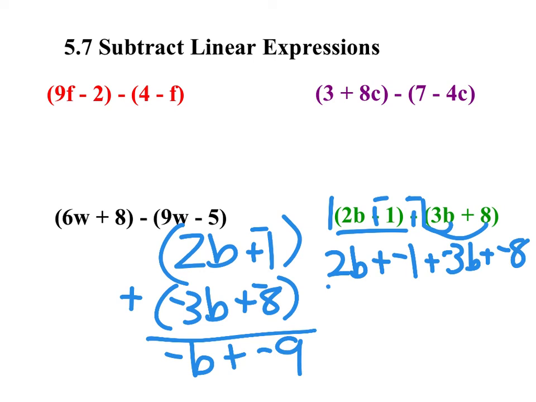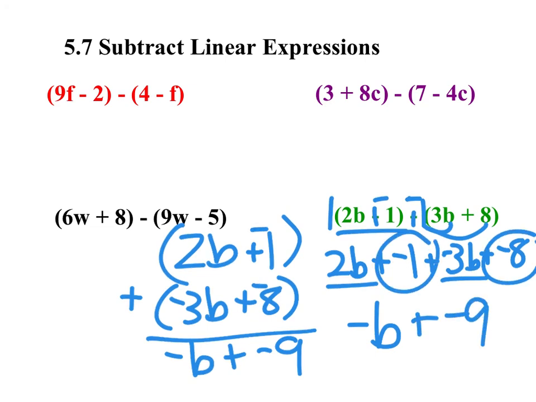And now we're ready to combine like terms. They fight, and you get the negatives winning it by 1. They're on the same team, so we add and use that same sign. Negative b plus negative 9.